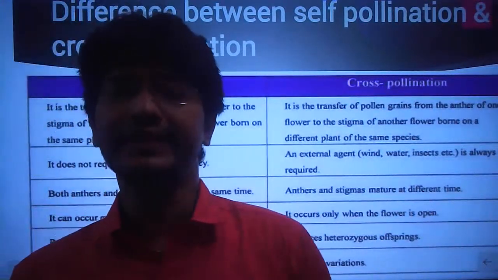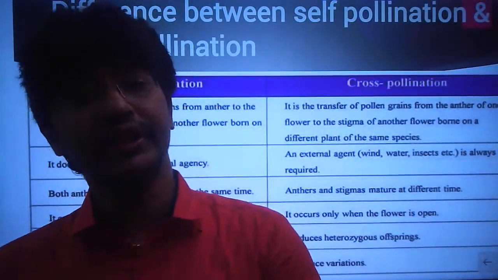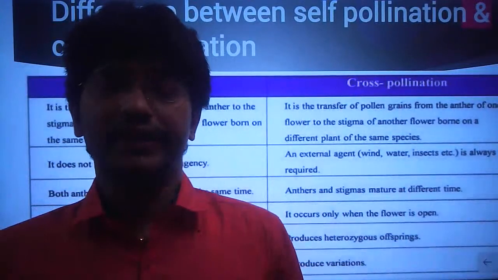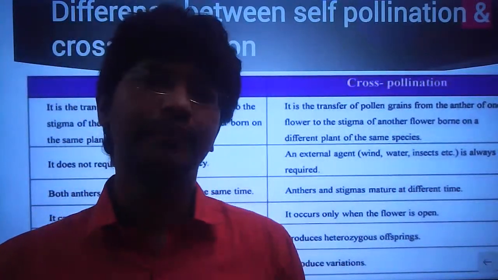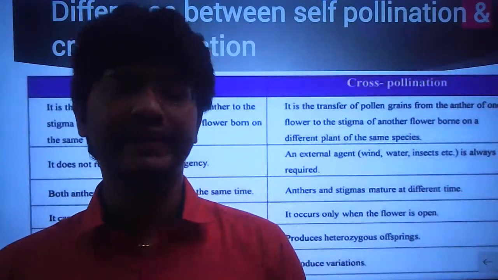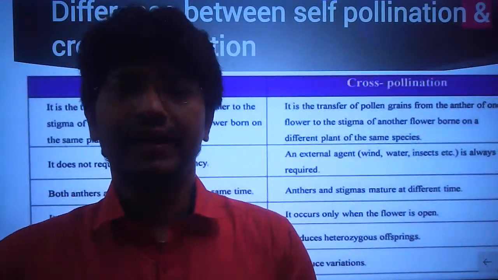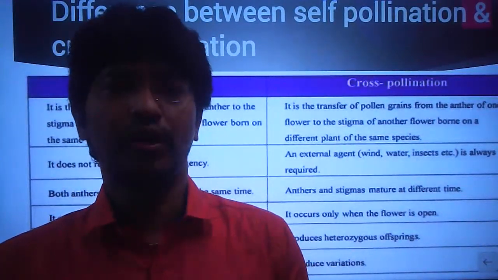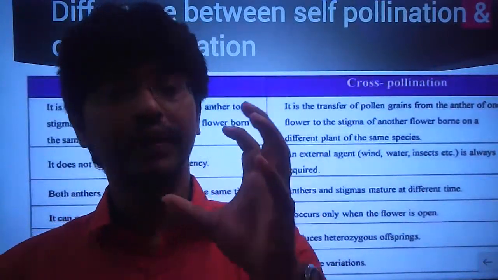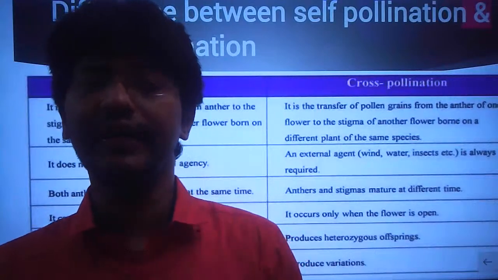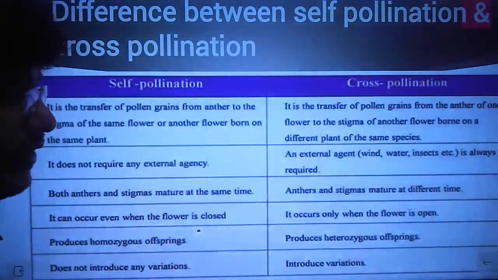Very shortly, we're going to discuss the difference between wind pollination and insect pollination. Most wind pollinated flowers, like maize or rice, are very dull colored. These are anemophilous flowers, usually of dull color. But entomophilous, insect pollinated flowers are brightly colored and also good fragrant flowers. We're going to discuss that very shortly.